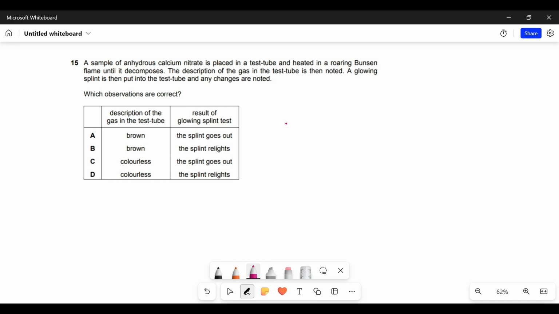Hence, let's look at question number 15. A sample of anhydrous calcium nitrate is placed in a test tube and heated in a roaring Bunsen flame until it decomposes. The description of the gas in the test tube is then noted. A glowing splint is then put into the test tube and any changes are noted.